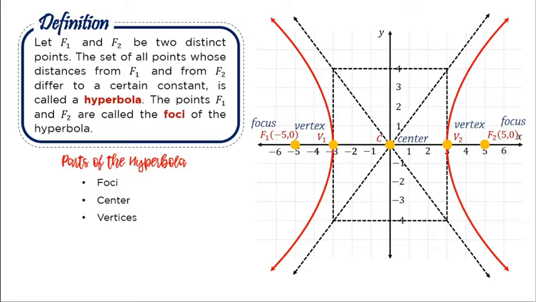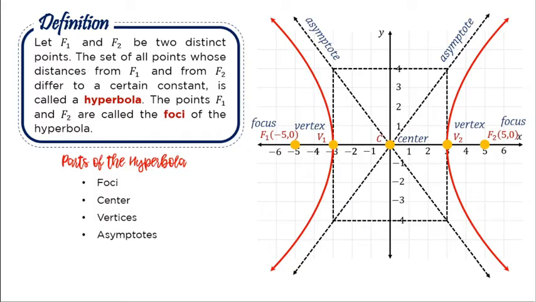You can also see here these two intersecting lines. These two intersecting lines are what we call the asymptotes of the hyperbola. In graphing the hyperbola, we need the asymptotes because we will just let the curve of the hyperbola approach the asymptote, but it will never touch the asymptote. You can also see here this imaginary box, a rectangle.